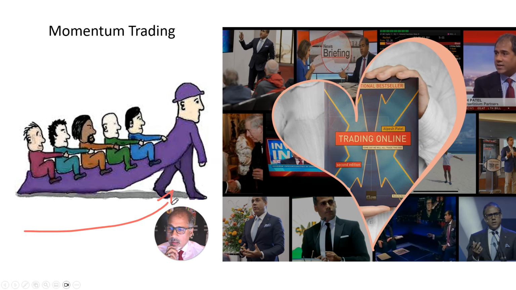Imagine the guy in the purple is Goldman Sachs. They can move the market because they've got loads of money. You're that guy. You're riding their coattails. You're not trying to get in first, which is the mistake everybody else makes in trading, that they think they can outsmart this guy. You can't.